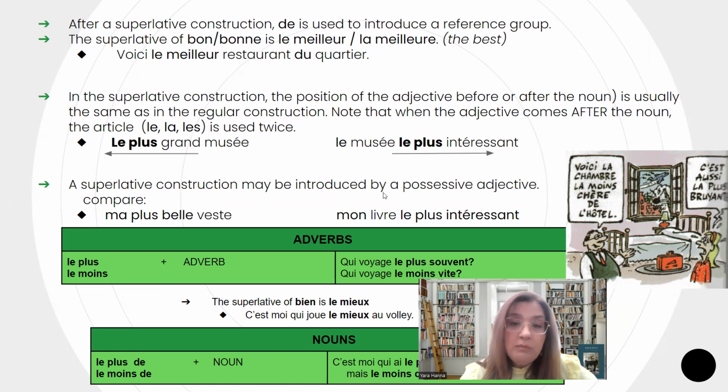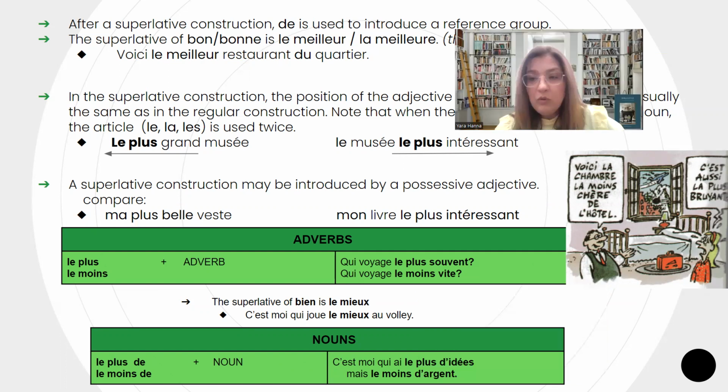A superlative construction may be introduced by a possessive adjective. Compare. Ma plus belle veste. Mon livre le plus intéressant. So, ma plus belle veste, my most beautiful vest or jacket, mon livre le plus intéressant, my most interesting book. Voici la chambre la moins chère de l'hôtel. Here is the room, the least expensive room in the hotel. C'est aussi la plus bruyante. It's also the loudest.